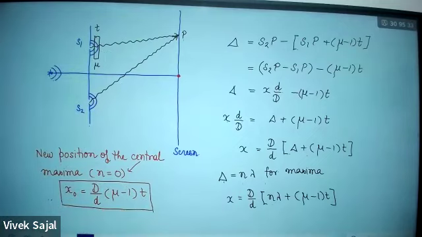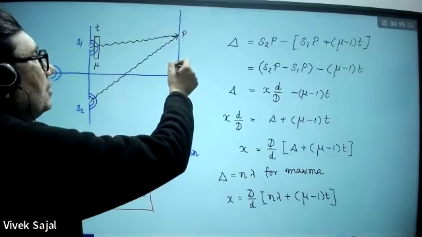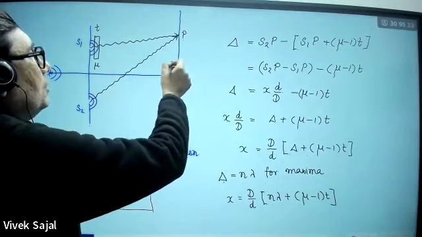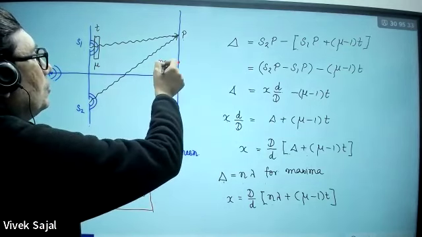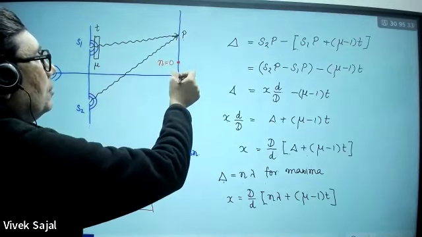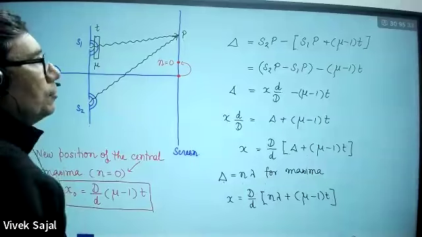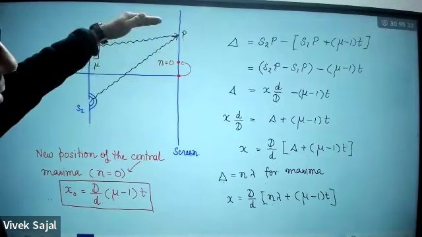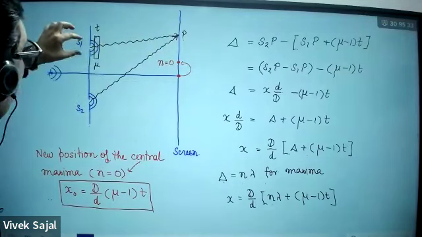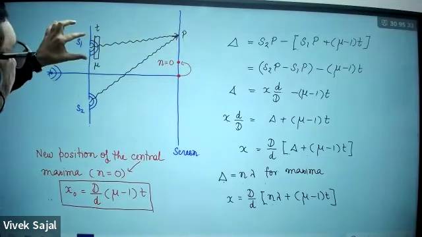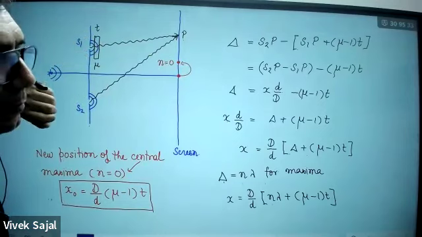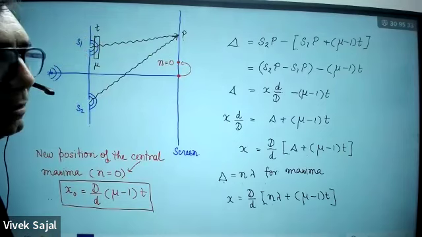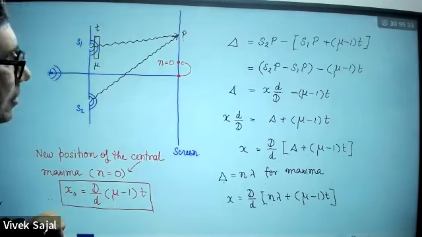So what will happen? This was the earlier position and this is the new position of n equal to 0. So this shift is going to take place. Central maxima will shift in the upward direction if the glass plate is introduced in front of S1, because this is a positive quantity.